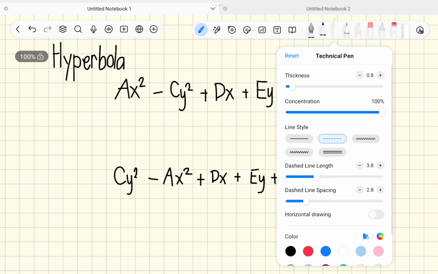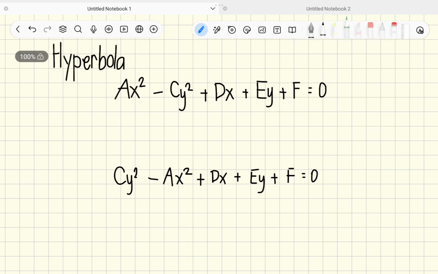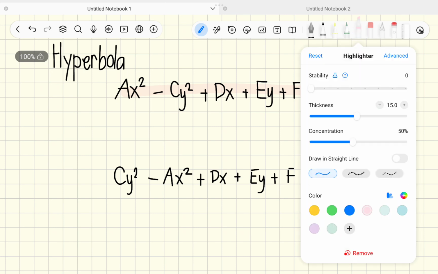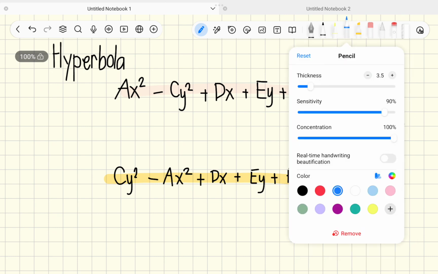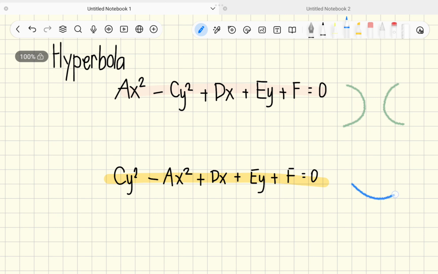So if you have a hyperbola of this form, the first one, then you actually have a horizontal hyperbola, meaning to say your hyperbola is opening left and right. But if you have the general equation below, then your hyperbola is facing up and down. So it's a vertical hyperbola.